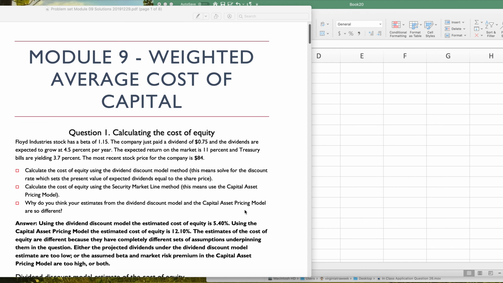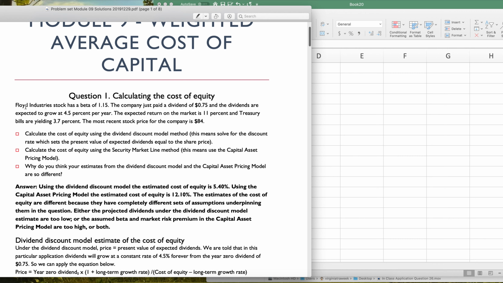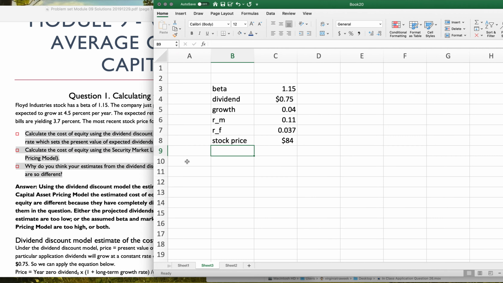This is question 1 from Module 9, and we have a company that has some information. It has a stock beta, it pays a dividend. Dividends are expected to grow at a certain percent. The market return is 11%, treasury yields are 3.7, the stock price is $84. We are going to calculate cost of equity using two methods, and then we're going to talk about why they're different. So the first one is the dividend discount model.